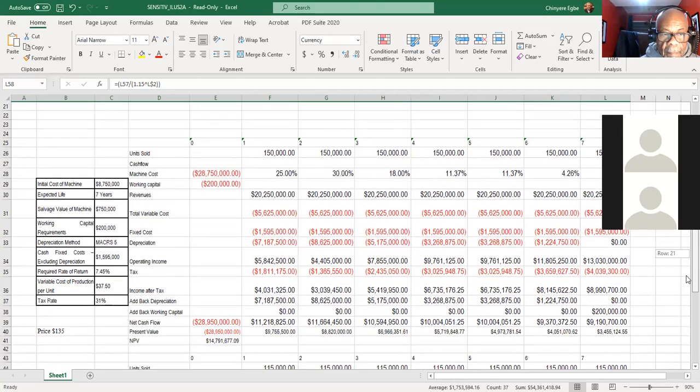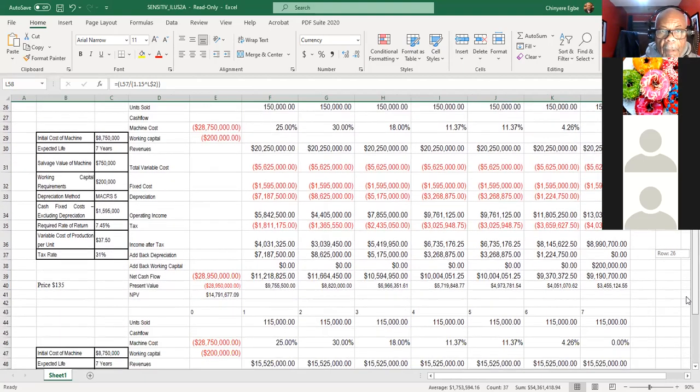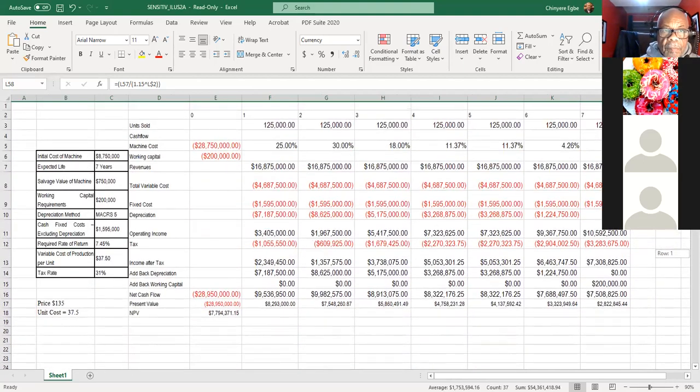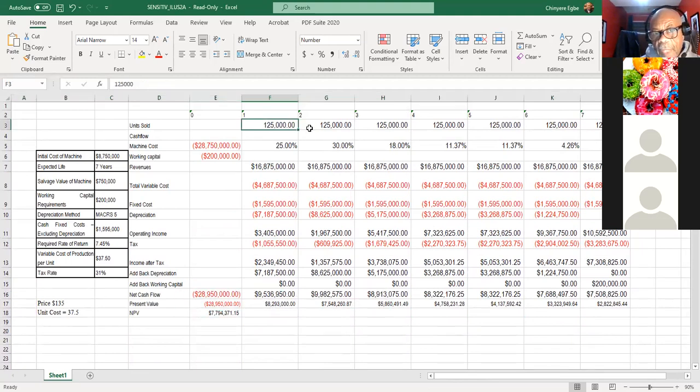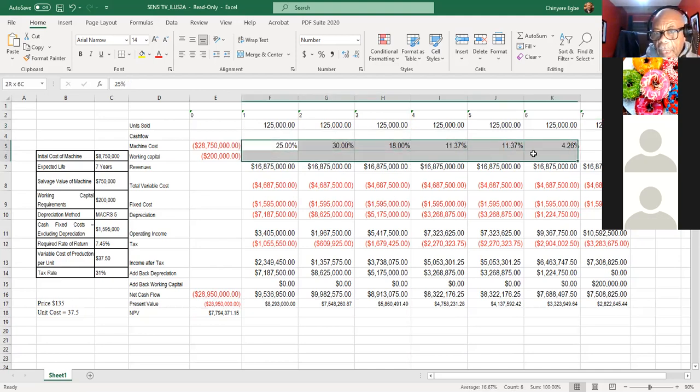Yes, Professor. Okay, now you can see that the initial problem, we had projected 125,000 units per period, okay, for 7 periods, 7 years, all right? Of course, the depreciation method is MACRS 5, which you see here, okay? That is the depreciation method.